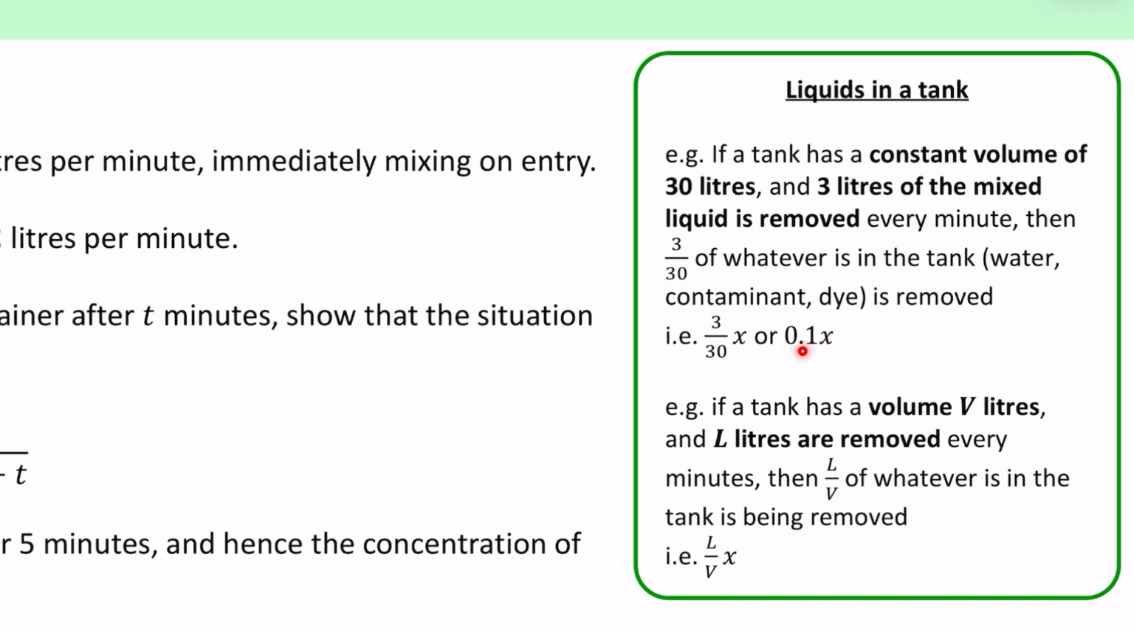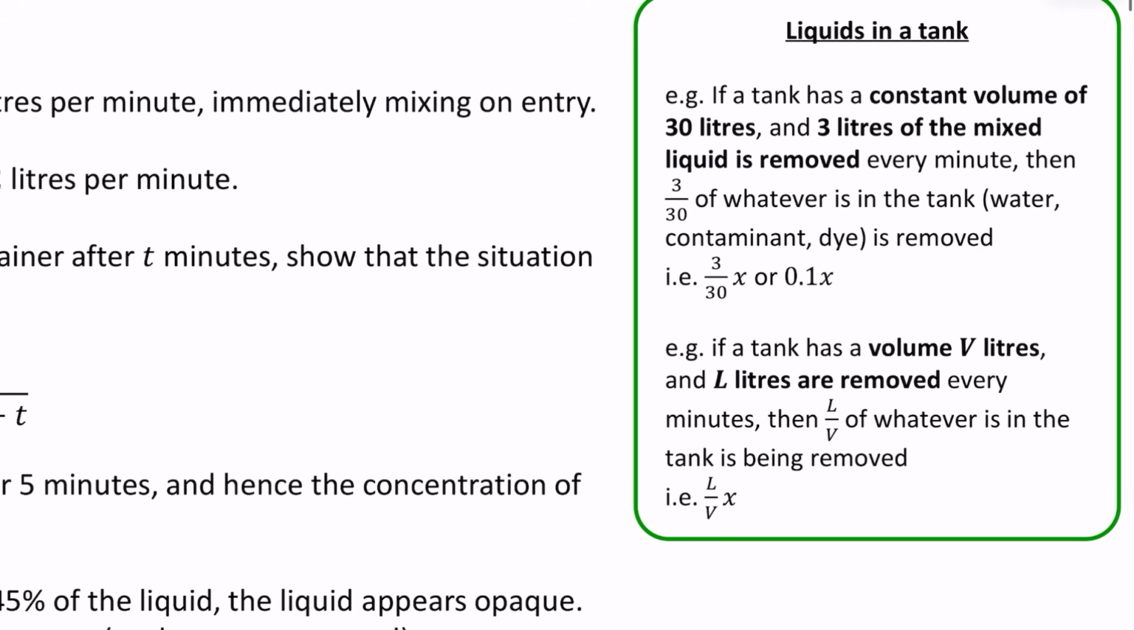So this is the amount that is being removed. We're trying to think of it as the proportion of whatever is in there. So if we extend this idea to a tank that maybe doesn't have a constant volume, but just has a volume of V litres, and L litres are being removed every minute, it should say, not every minute, but I will change that in the PDF, then the proportion that is being removed is L out of V, the amount being removed out of the total volume. So this proportion of whatever is in the tank is being removed.